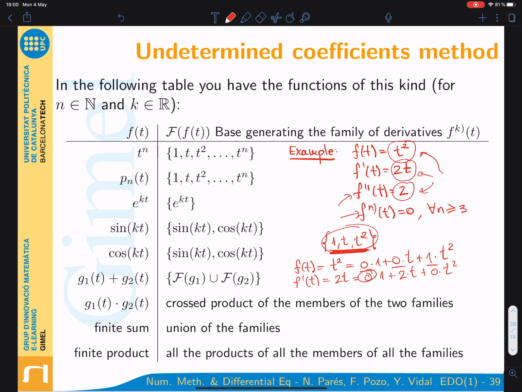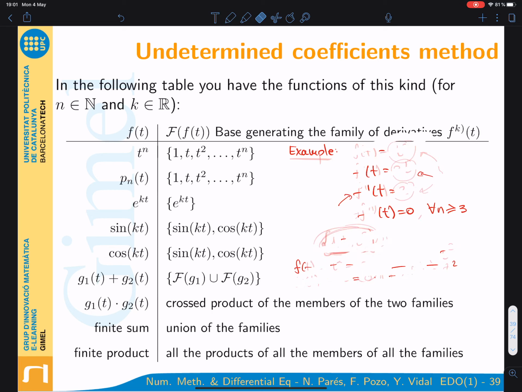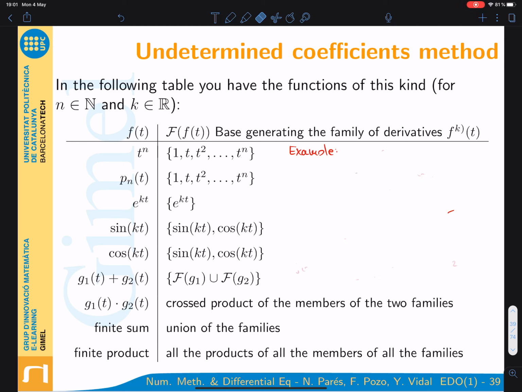So what's the meaning of a finite family of derivatives? It means that there is a basis with a finite number of elements that allows us to write any derivative of the function and the function itself, just doing linear combinations of the functions in the basis. Let me show you another example, okay? For example, we can use a cosine function and see what happens.